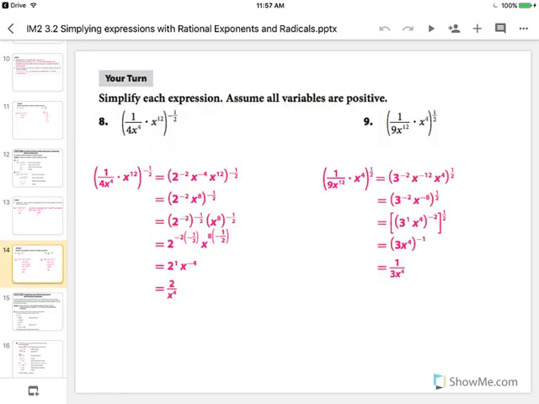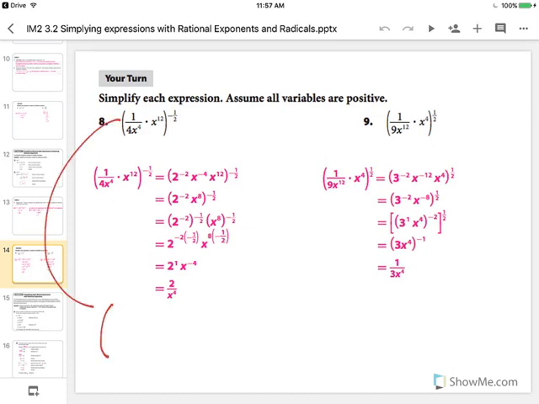Okay, so here are some more examples. Let's do this step by step. This is the way that your textbook shows you. I'm going to show you how to do this in a different way. So let's start from here.